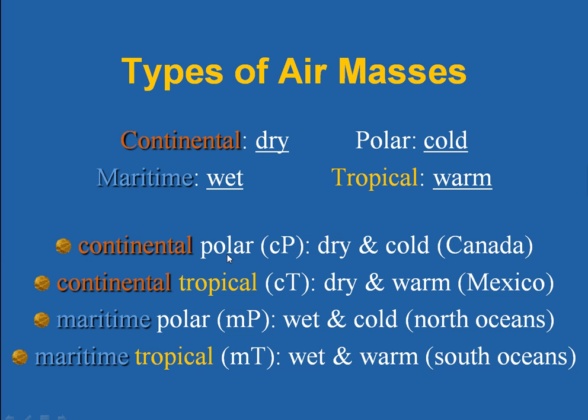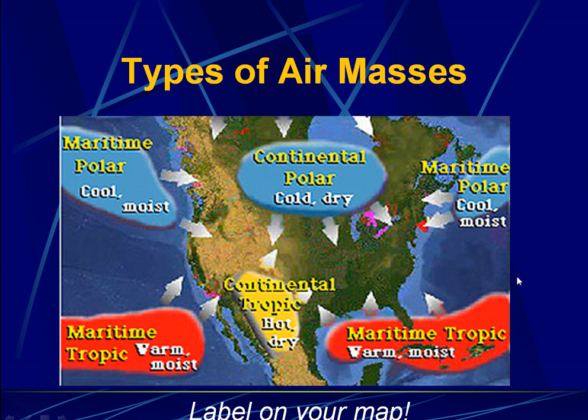A continental polar would be dry and cold, probably forms over Canada, the CP. CT, continental tropical, dry and warm. Maritime polar, wet, cold. Maritime tropical, wet, warm. These are the air masses that affect the United States.